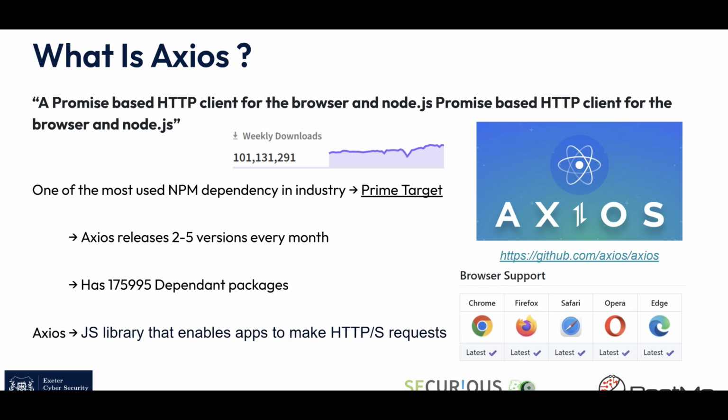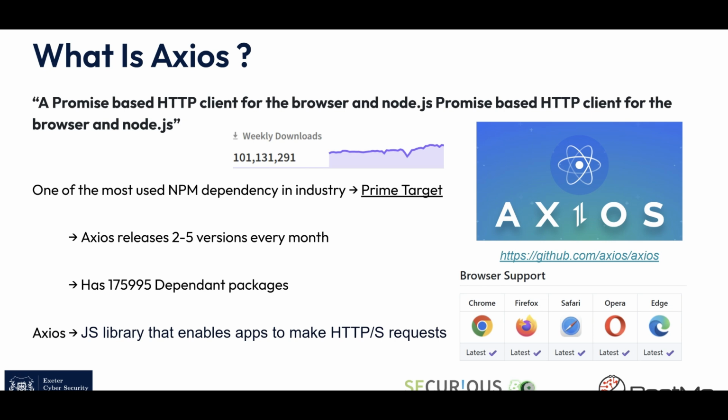And it has 175,995 dependent packages. This number of packages depend on the Axios library to also build themselves. And you will see that the hackers thought about that and made a RAT, a remote access Trojan, that also affects the dependent packages, which is wonderful in the case of a supply chain attack.